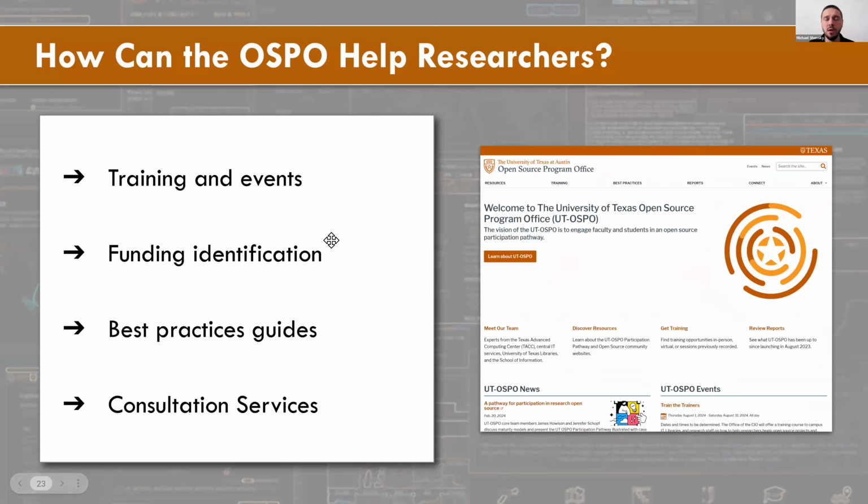In order to do that, we are planning trainings and events, including trainings like this workshop here. We can help with identification of funding opportunities related to open source software. We have best practices guides, which I've already mentioned, that are published to our website at opensource.utexas.edu. We can also provide consultation services. So if you have a particularly tricky question and you're looking for personalized support, you want somebody to talk to, get some advice, we'd be glad to meet with you.